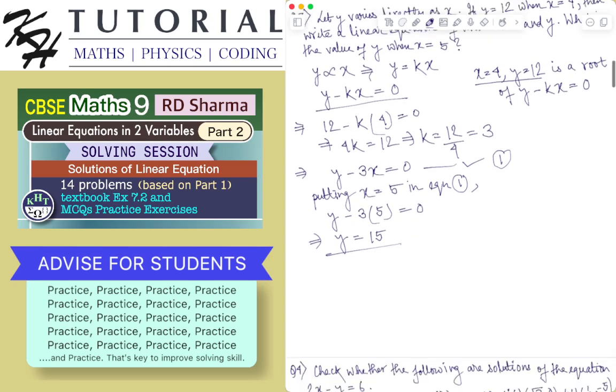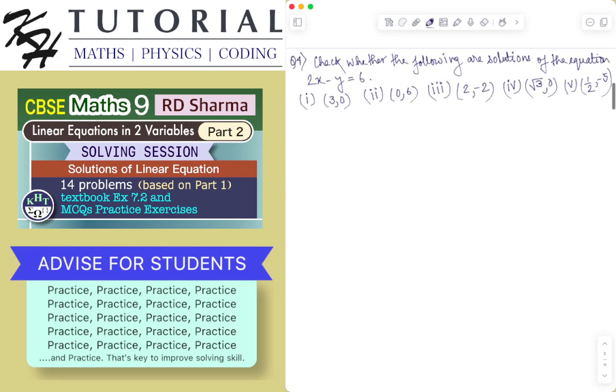Let's see the next problem. Question number 4. Check whether the following are solutions of the equation 2x minus y equals 6 or not. So the given linear equation in the two variables x and y is 2x minus y equals 6. Let's convert it into the standard form. So 2x minus y minus 6 equals 0. Now we have to check whether the given ordered pairs of the values of x and y are roots or solutions of this linear equation or not.